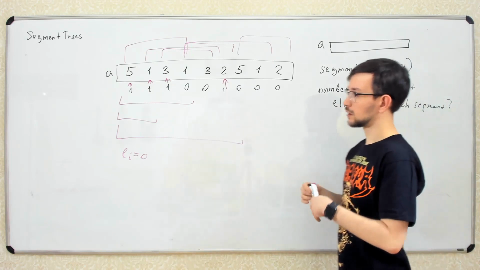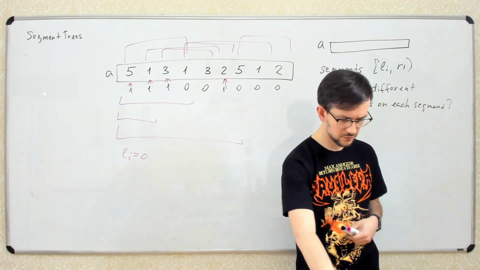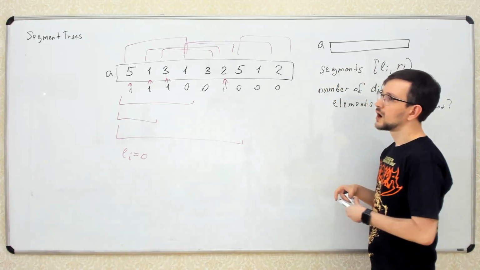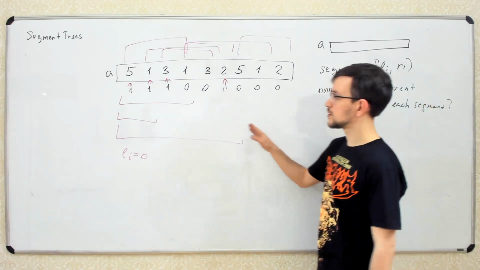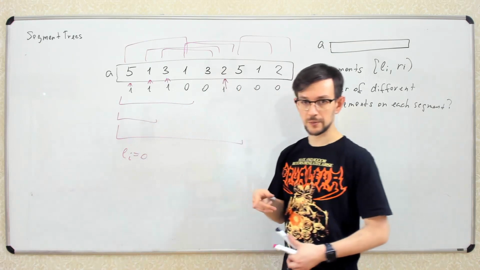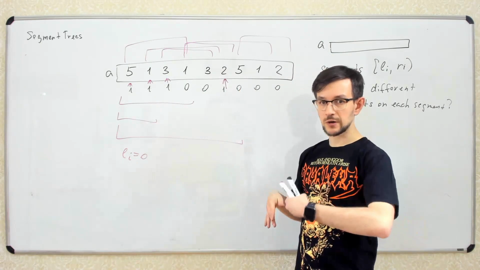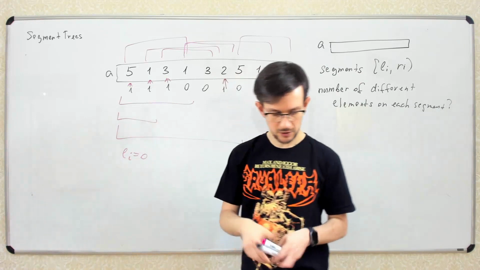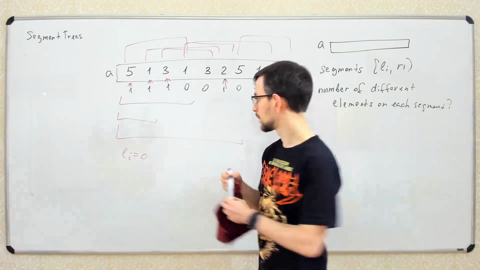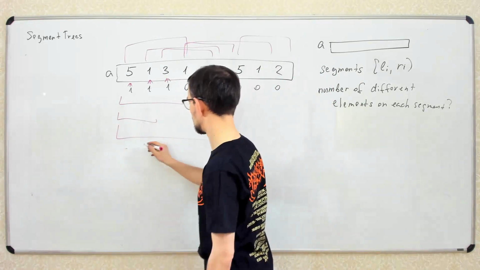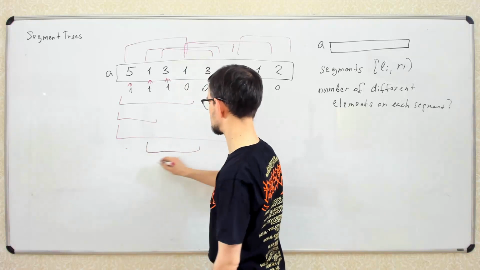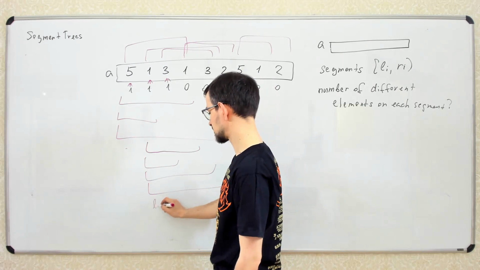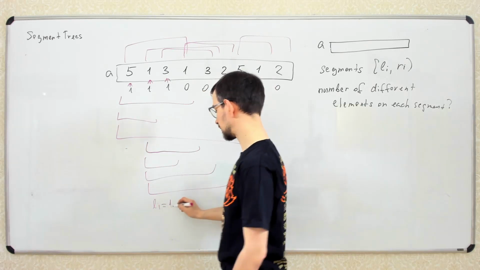Now, is it clear enough? Okay, I hope it's clear enough. Now we have answered all the queries which start in the leftmost element. Now let's move to the next query. So let's move to all the queries which start in the second element of this array. Let's find all the segments when the left border is equal to 1.